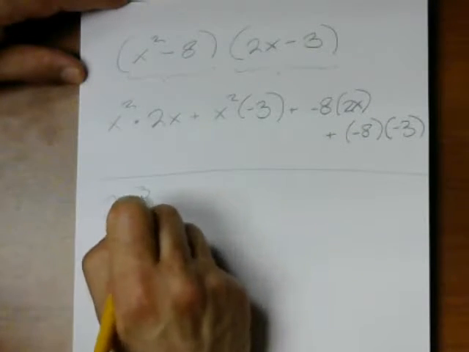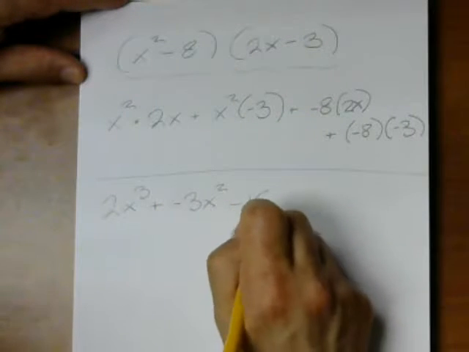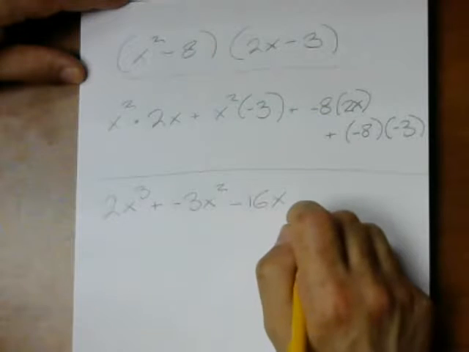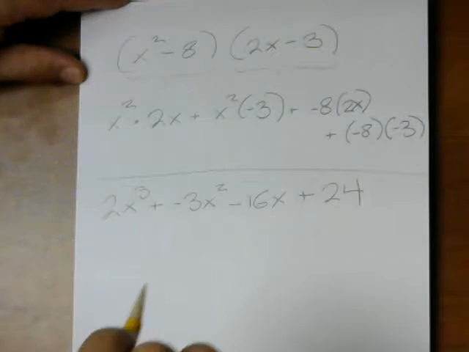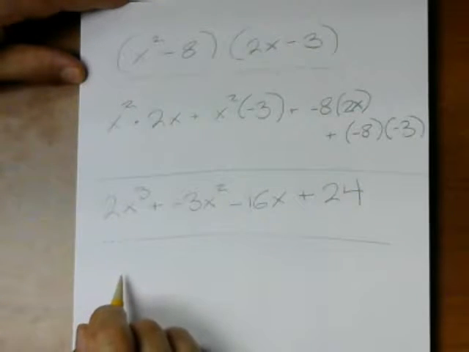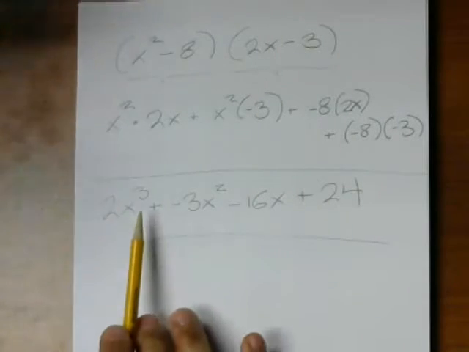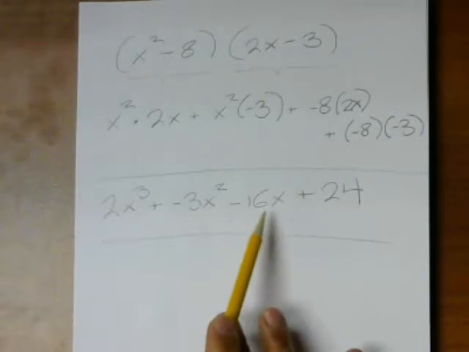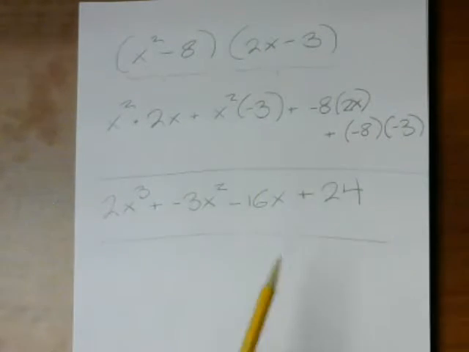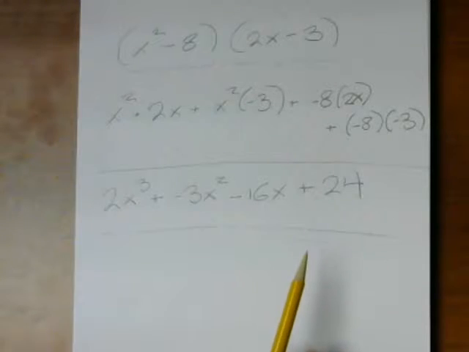I get 2x cubed plus minus 3x squared minus 16x. And then I get, well, minus 8 times minus 3 gives me a positive 24. And that's my answer. But notice it really doesn't matter which order I do these in. At the end, I might want to regroup things so the highest power is on the left. But I would always get the same answer, no matter which order I chose in order to do each of these individual multiplications. So those are some examples of multiplying polynomials.